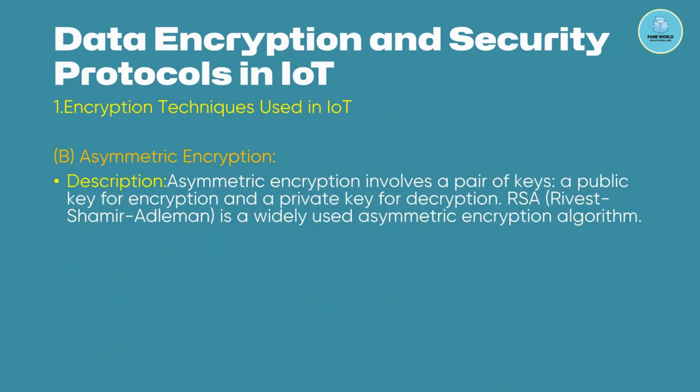Asymmetric is another type of encryption technique. Asymmetric encryption actually uses two different keys. One is known as the public key, and the other is known as the private key. Public key and private key are the two different types of keys used here.